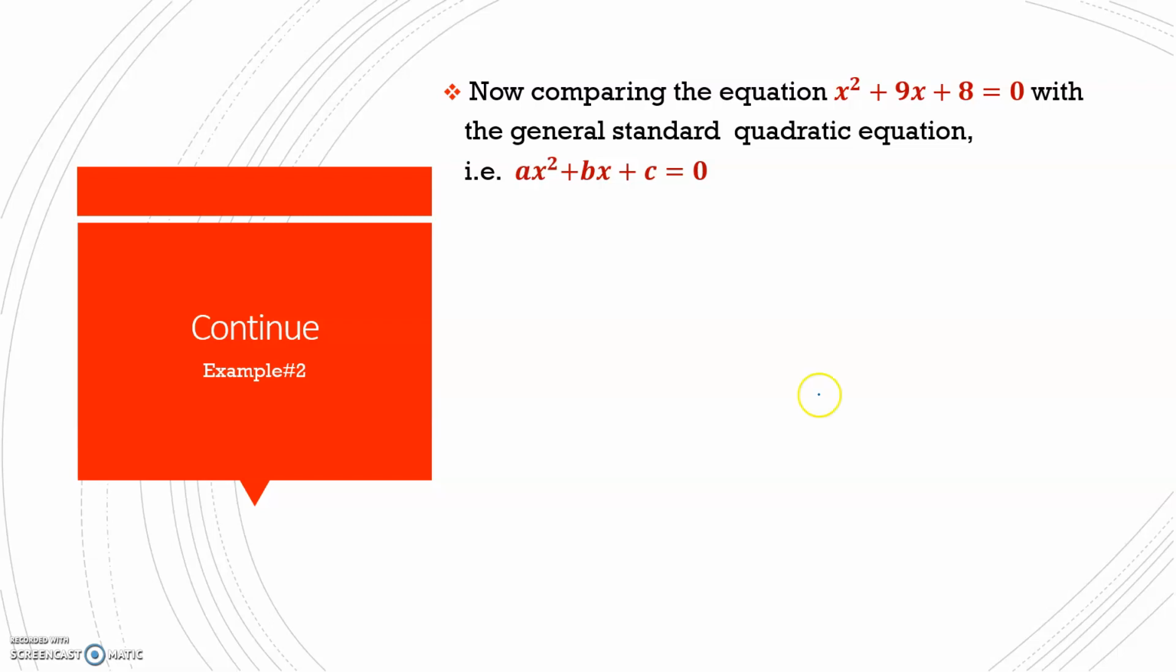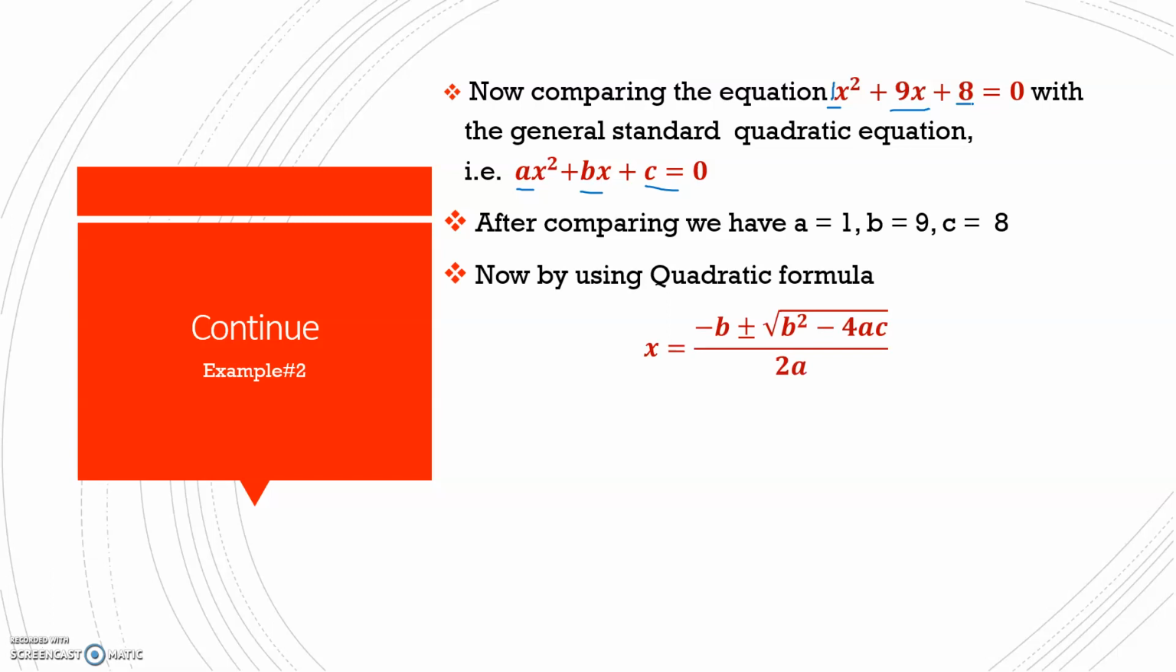Now we will compare the equation x² + 9x + 8 = 0 with the general standard quadratic equation, that is ax² + bx + c = 0. Students, here you can notice that the coefficient of x² is 1. So here a is equal to 1, b is equal to 9 and c is equal to 8. So after comparison, we have a = 1, b = 9 and c = 8.